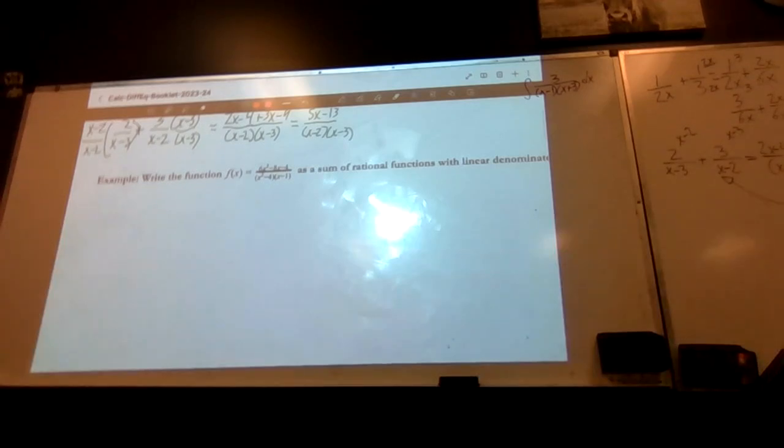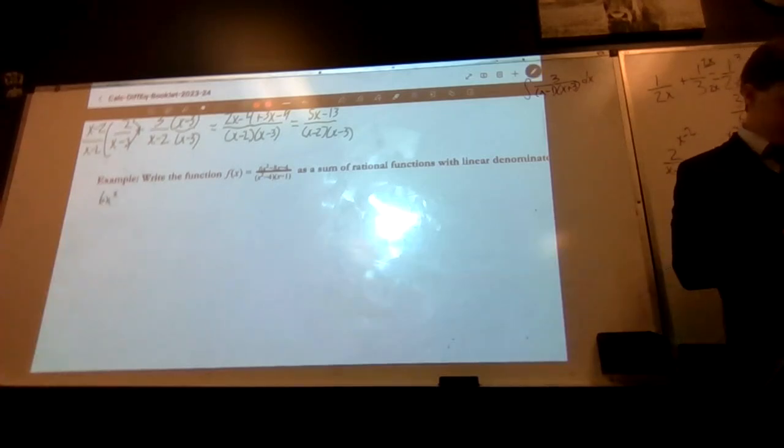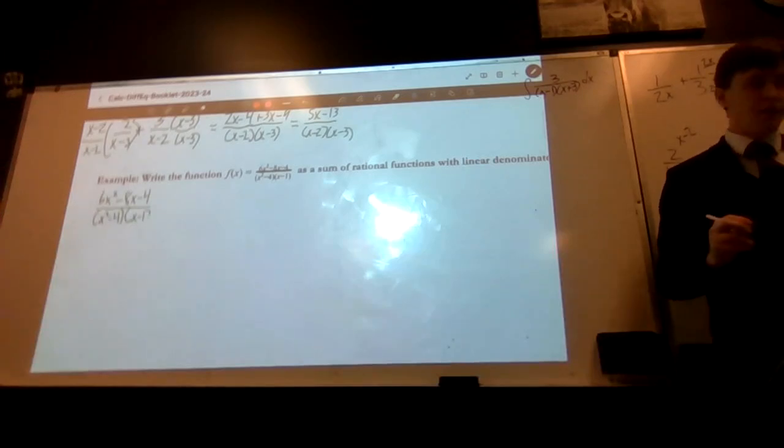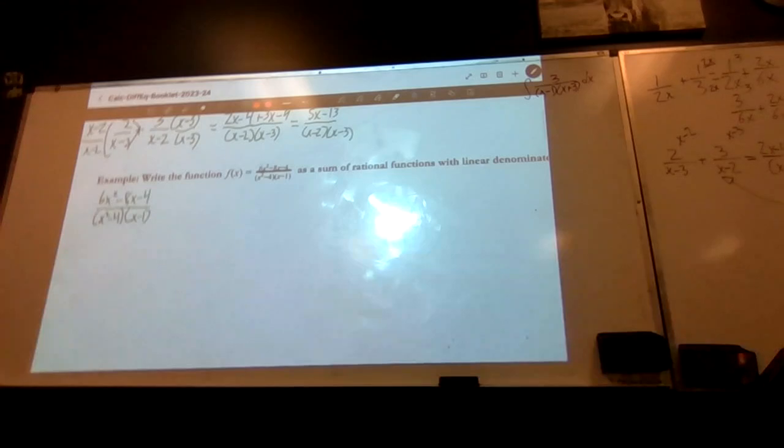So, here we have the big function of 6x squared minus 8x minus 4 divided by x squared minus 4 times x minus 1. Let's say we wanted to integrate this somehow. Do you think you could integrate this right now? No. We're dividing two things.